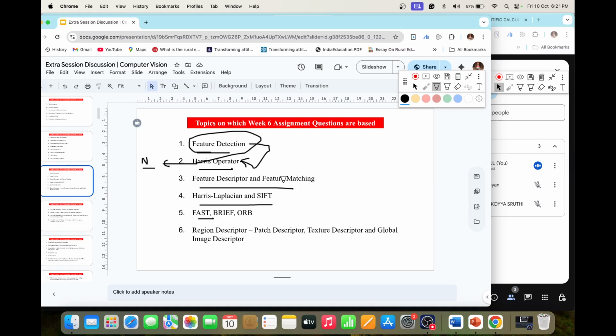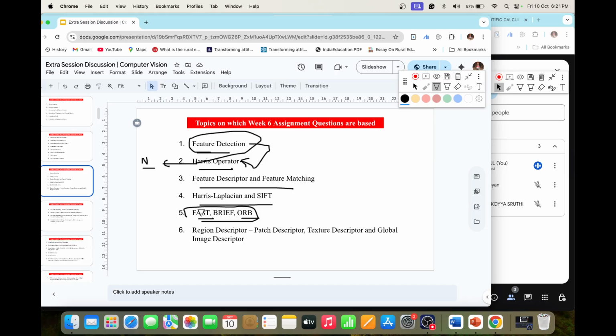Then there are different feature descriptor and feature matching algorithms. Harris, Laplacian and SIFT are related to feature description and feature matching. And we have these other three operators: FAST, which is a type of feature detector, BRIEF for feature matching, and ORB is a combination of FAST and BRIEF.